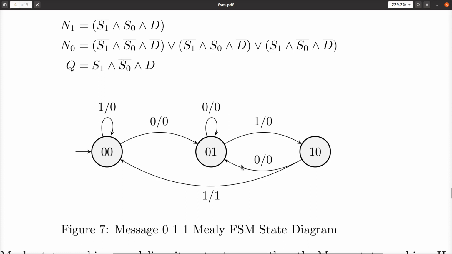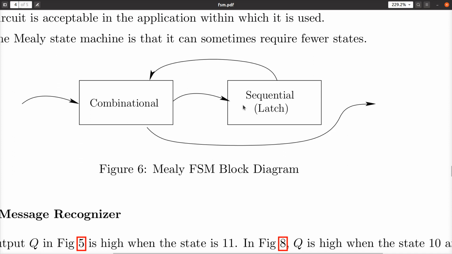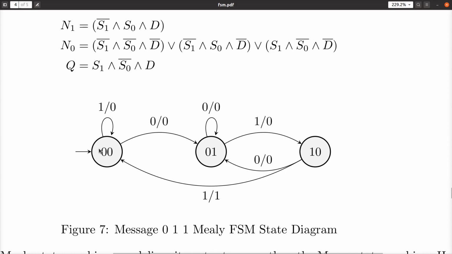All right, so the two big takeaways are you can have fewer states in a Mealy design, and the output is determined not by the state alone, but by the state and the current input. That's why the diagram looks like this. Here's the current state, and the current input can all come together into some arbitrary combinational circuit to determine the current output. So if I'm in state 0 and I see a 0 input, I want to output a 0 and I want to go to state 1.